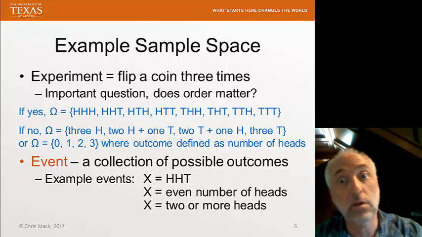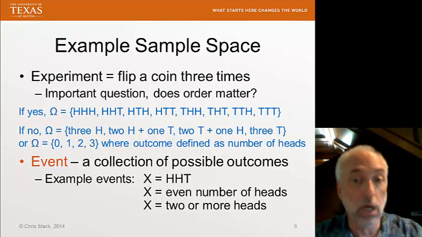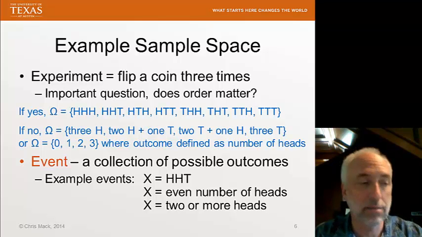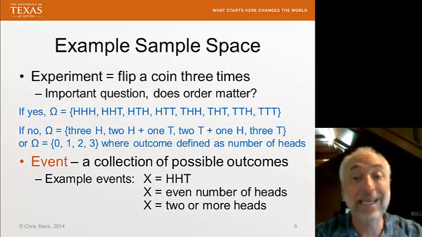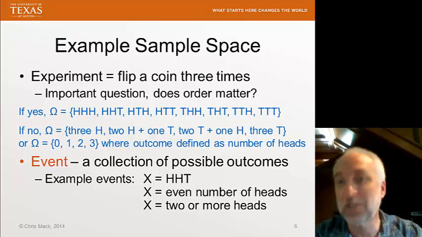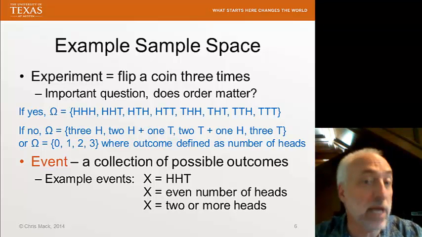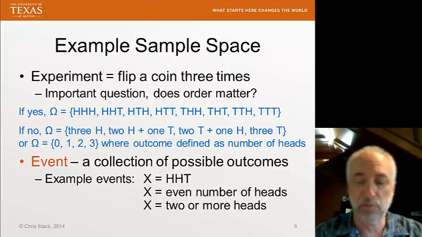Now let me define another term, an event. What is an event? An event is a collection of possible outcomes. Now, an event could be one outcome, but an event could be more than one outcome combined. For example, I might say the event is flipping a head, and then as my third coin flip a tail. But I could also define an event as getting an even number of heads, which in this case is only 0 or 2. Or I could define my event as being 2 or more heads. Right? So an event is a subset of the sample space.